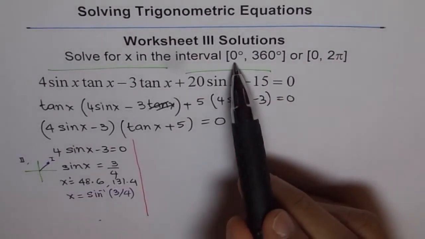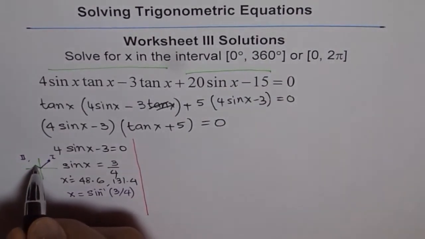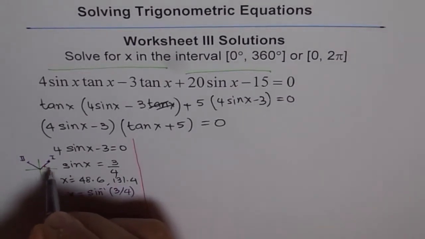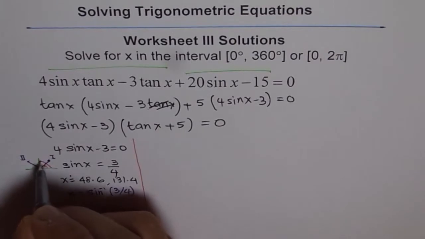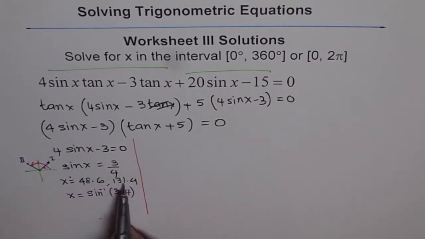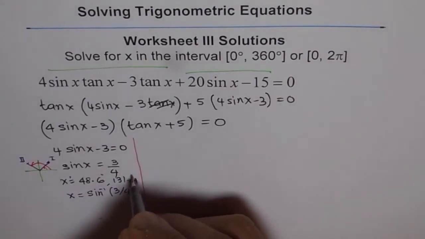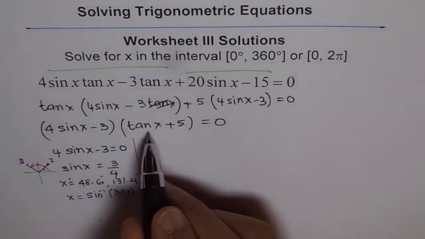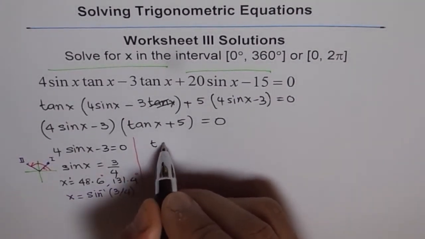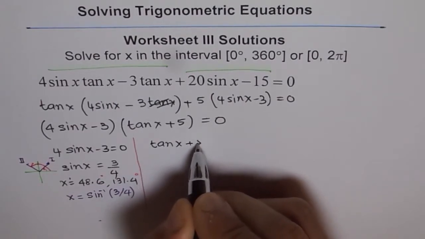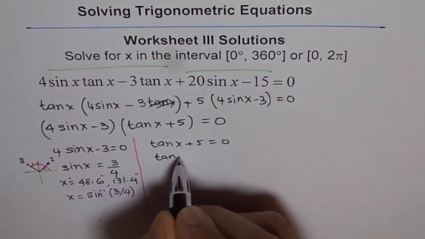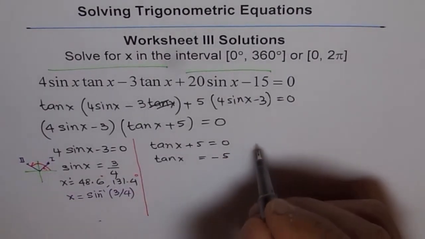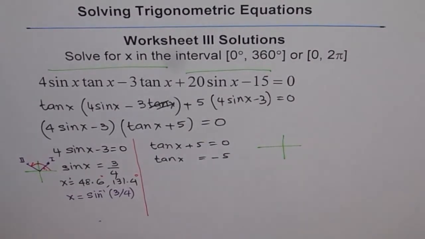Since our domain is from 0 to 360 degrees, we have to write that solution also, right? So one solution for us is this, which is 48.6. The other one is this, right, which is 131.4 degrees, right? So let me write degrees here for both of them. Correct. Now let's figure out the solutions from tan x plus 5 equals 0. That means tan x equals minus 5, right? Tan x equals minus 5 means that we are in quadrant 2 and 3, right?